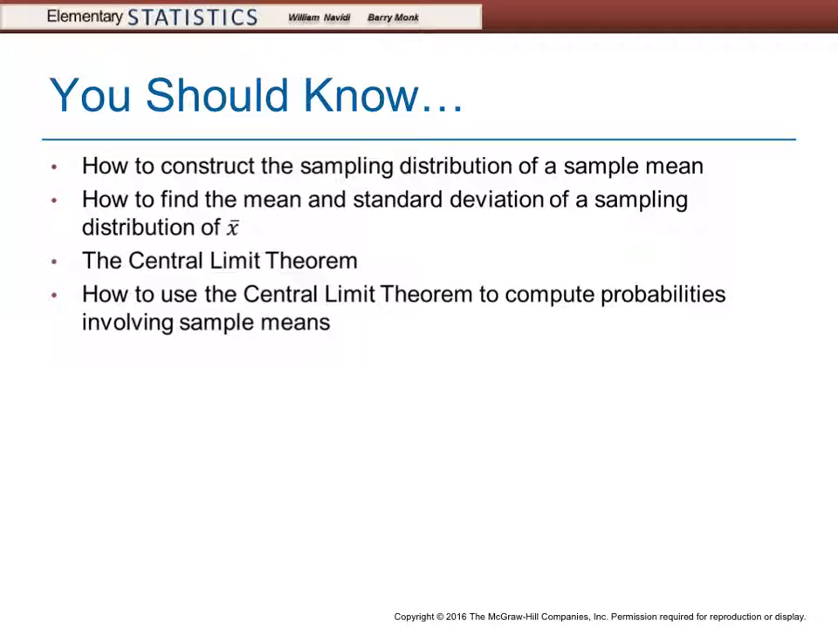So in this chapter, you should know how to construct the sampling distribution of a sample mean. You need to know how to find the mean and standard deviation of a sample distribution of X bar. You have to understand the central limit theorem, and then how to use the central limit theorem to compute probabilities involving sample means. Now, that concludes our topic on quantitative variables, chapter 7.3, sampling distribution. 7.4 will be qualitative variables.